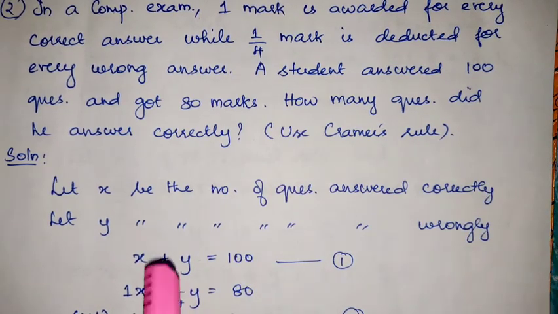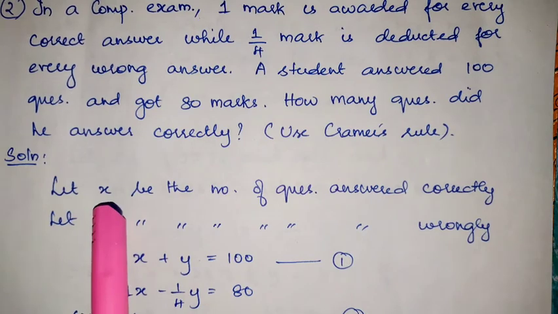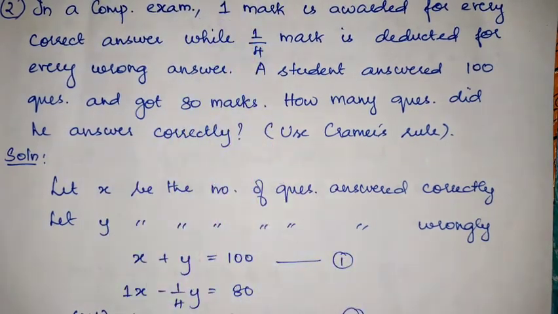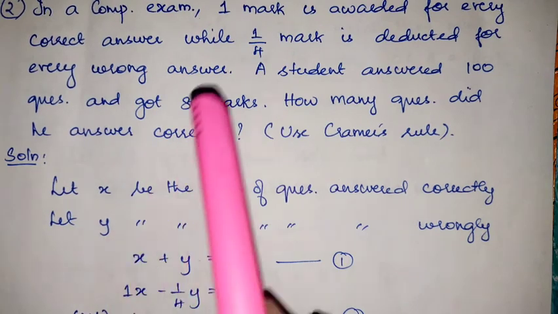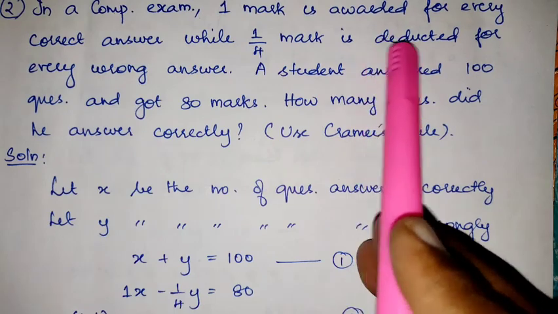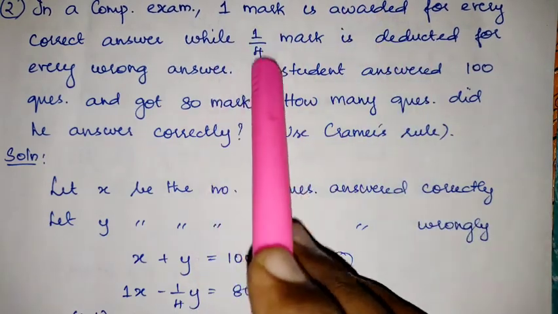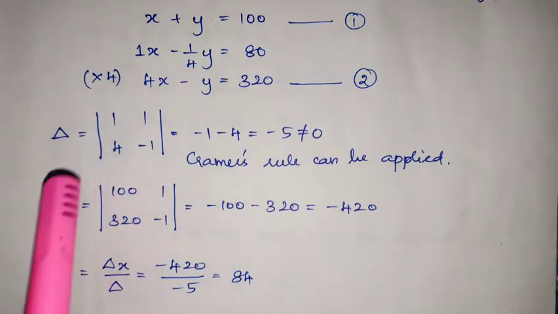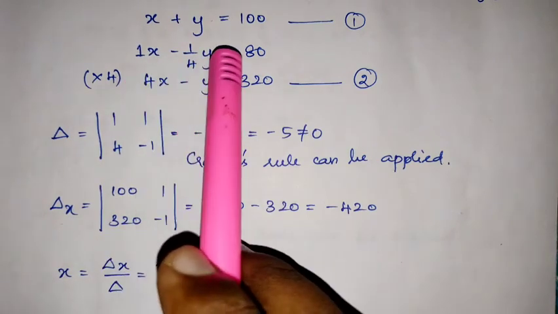And secondly, for every correct answer 1 mark is given, so 1 into x, that is 1x. And for every wrong answer, 1 by 4 mark is deducted, so minus 1 by 4 into y. So 1x minus 1 by 4 y is equal to 80. Now you see there is a fraction value.